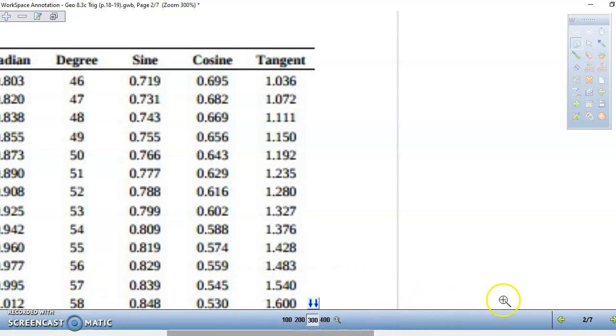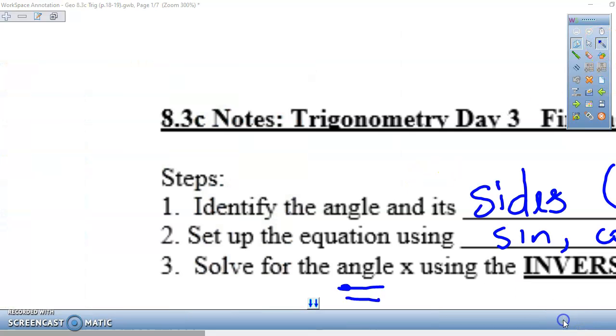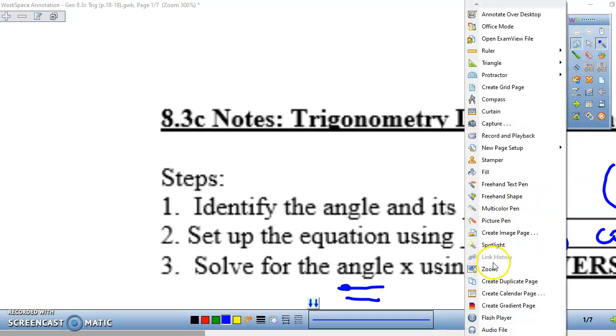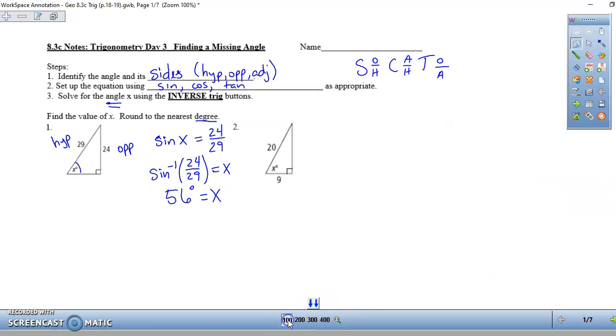Okay, so going back to the normal size, I thought it would just go back to the normal size. Let me just go, there we go.